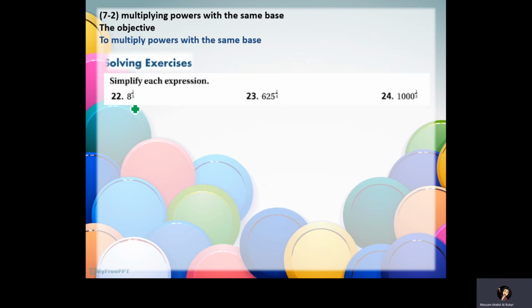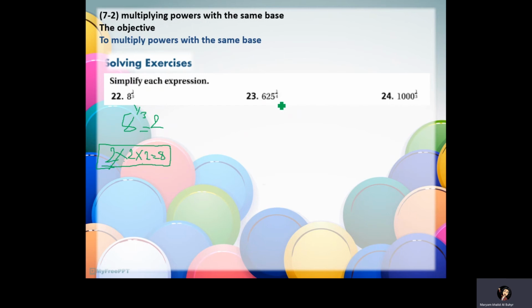So if you try this one, 8 to the power 1 over 3, what is the number that, once you multiply it by itself, you will get 8? 2. 2 times 2 times 2 is equal to 8. So 3 times, the number when I multiply it by itself 3 times. So that is equal to 2. Definitely I'm doing this step just for more explanation. The answer is immediately 2.